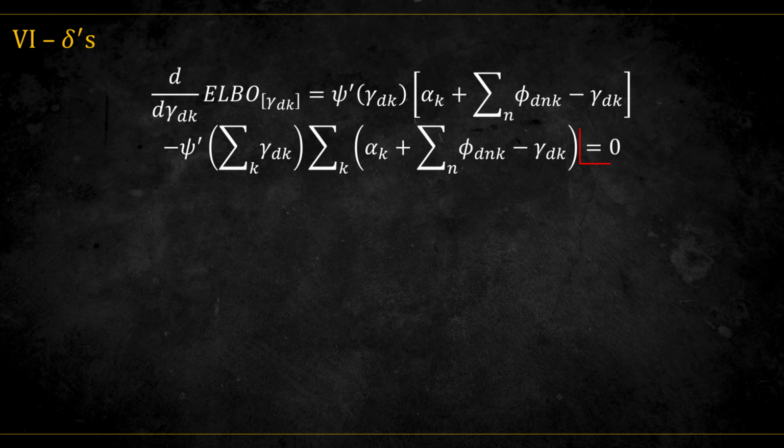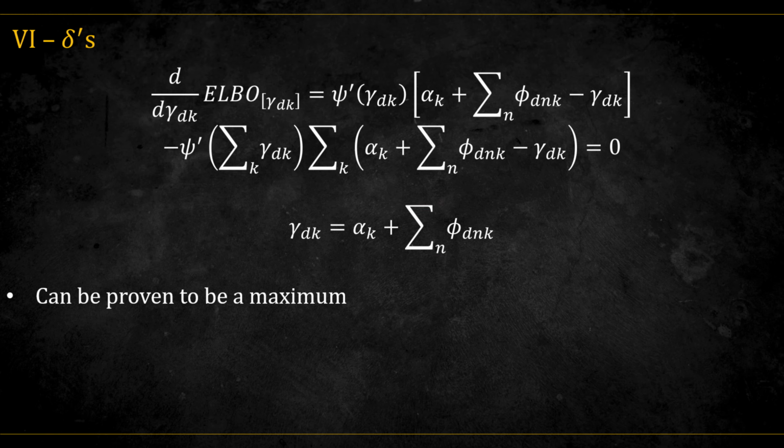We equate this to 0, and one obvious way this expression will be equal to 0 is if we set each gamma dk to be equal to alpha k plus the sum of the phis over n. I hope this makes intuitive sense. The alpha k is the prior we set to that specific topic, and the sum of the phis in a certain document is how much probability we give to the kth topic in the d-th document, summing over all words probabilities. Anyway, it can also be proven that this solution is indeed a maximum. I leave it for you guys as a challenge.